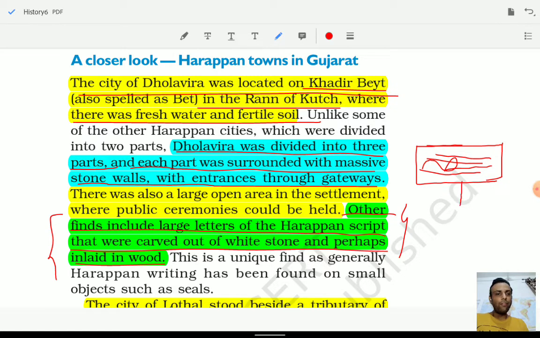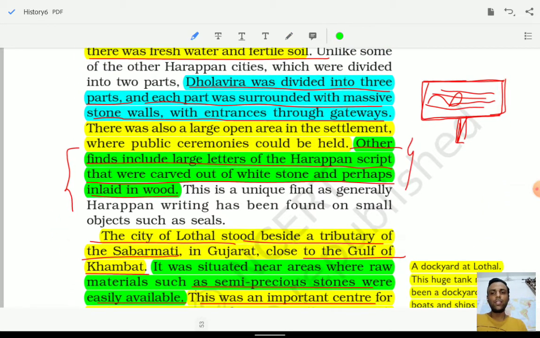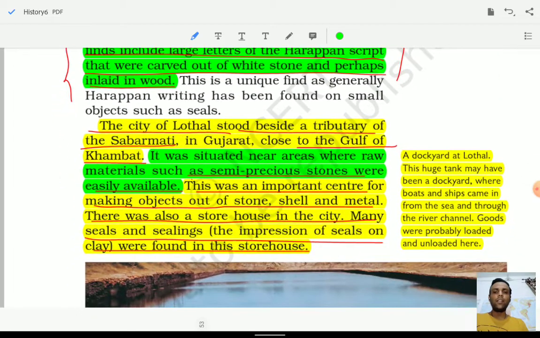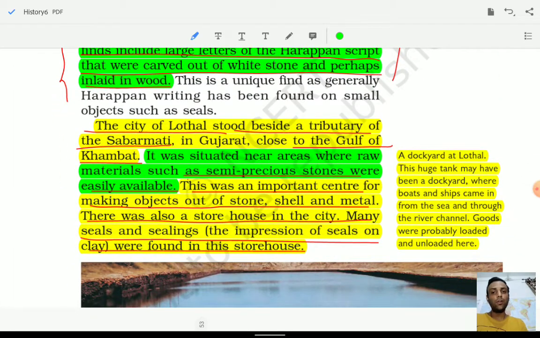So probably a welcome signboard, we don't know, but this was a very special site because only on this site has this type of signboard been found, where something was written and a signboard was there at the entrance of the city, right? So this is what it is trying to tell us. The city, now it is referring to the city of Lothal. We have already seen it on the map, so you can go ahead and see the map as well.